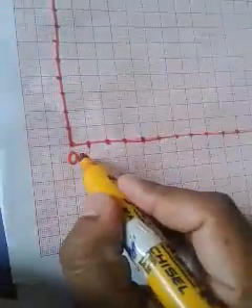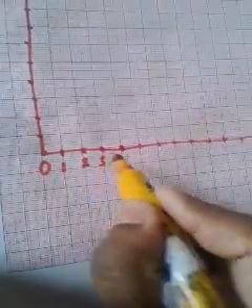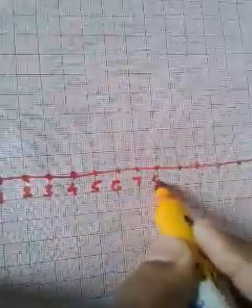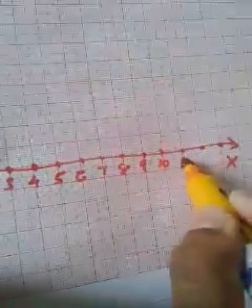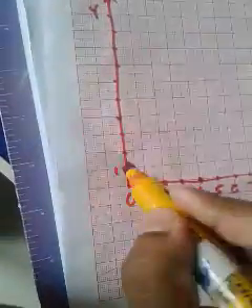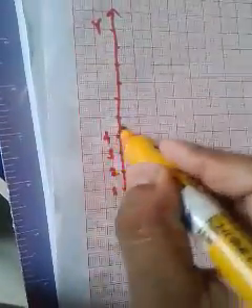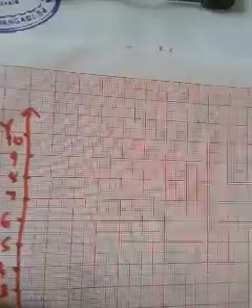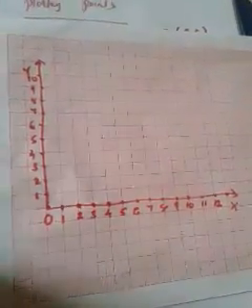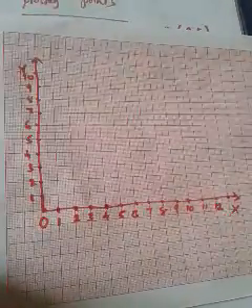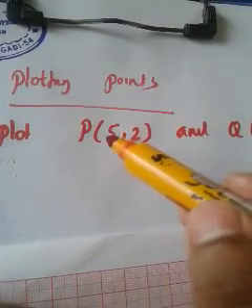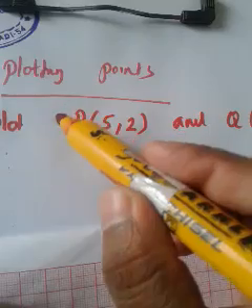After that you can mark the points 0, 1, 2, 3, 4, 5, 6, 7, 8, 9, 10, 11, 12, then 1, 2, 3, 4, 5, 6, 7, 8, 9, 10, and so on. You understood, no? Any problem? I think you are getting me now. Okay, and next, which point do I have to mark? P(5,2). That means I have to plot a point P.